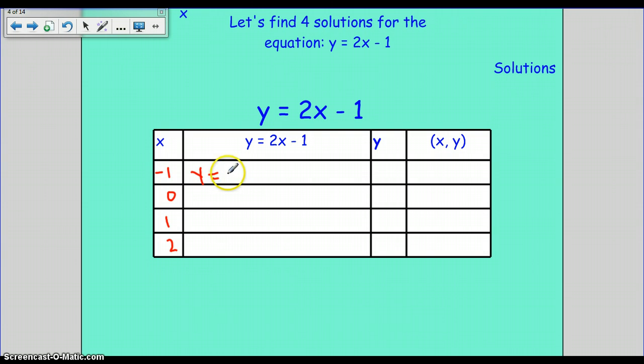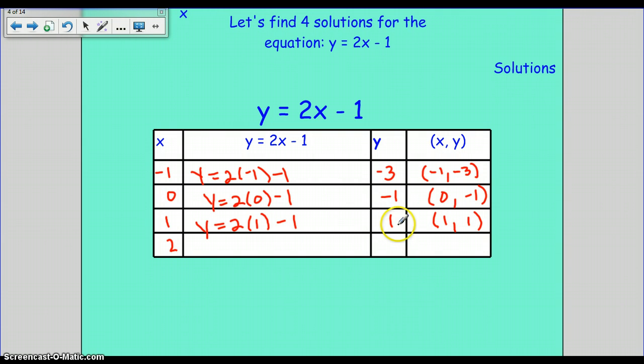So we have y equals 2 times negative 1 minus 1. So that'd be negative 2 minus 1, which would be negative 3. So our first ordered pair is negative 1, negative 3. Then we have y equals 2 times 0 minus 1. So that'd be 0 minus 1, which is negative 1. Then we have y equals 2 times 1 minus 1. So 2 times 1 is 2, minus 1 is going to be 1. So that's going to be 1, comma 1. Hopefully you see the pattern now. Y equals 2 times 2 minus 1 is going to be 3. So it's going to be 2, comma 3.